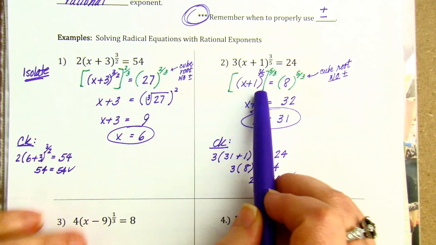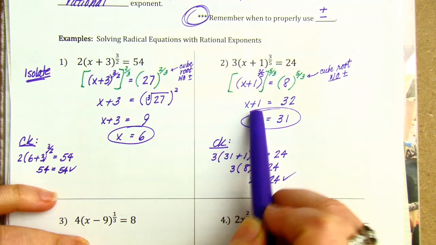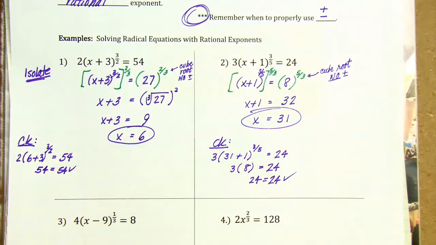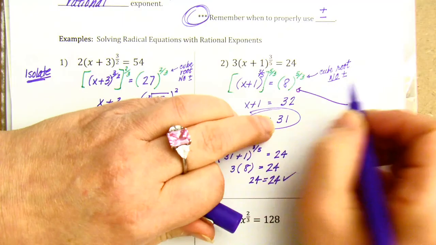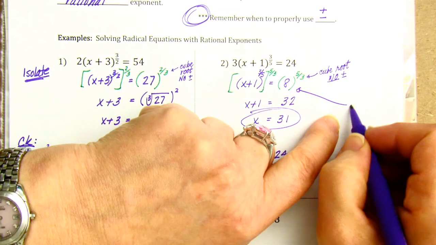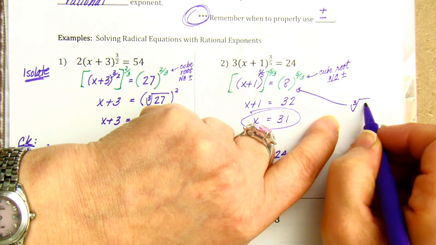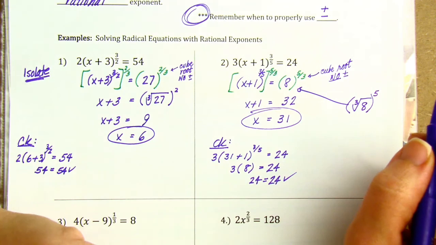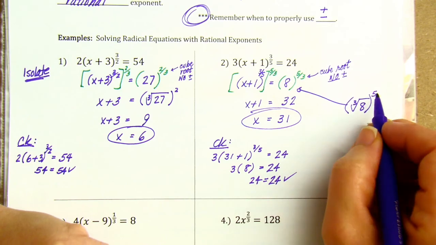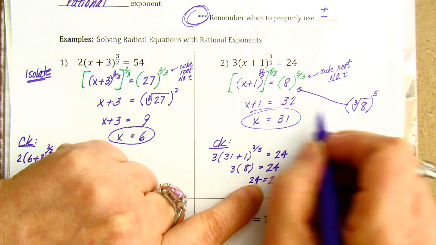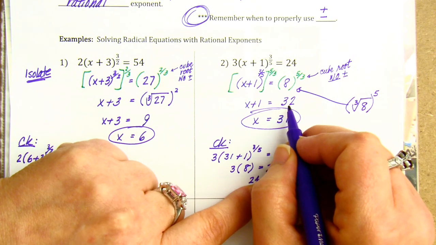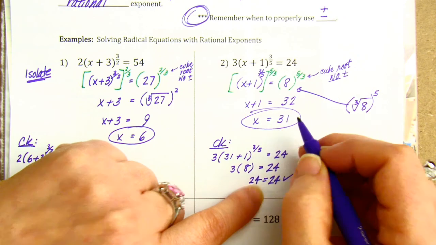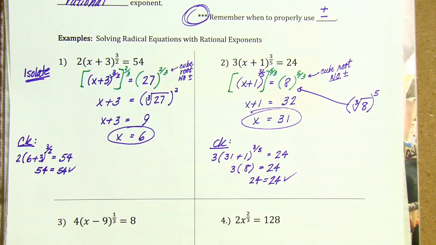The left side becomes x plus 1. The right side, okay, this 8 to the 5/3 power is the cube root of 8 raised to the 5th power. Okay, the cube root of 8 is 2, and 2 raised to the 5th power is 32. Subtract the 1, I see that x is 31. Now remember, you must check these.